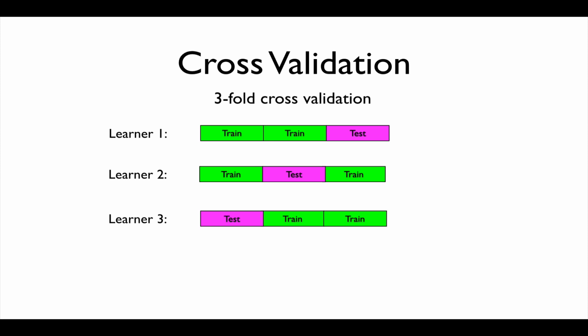You would then train a second learner based on the 1st and 3rd bin and test it on the 2nd bin. And finally, you would train learner number 3 based on the last 2 bins and test it on the 1st bin. So based on this example, we can now give an accuracy estimate based on all of our training and test data, without actually having trained on the same examples that we tested.